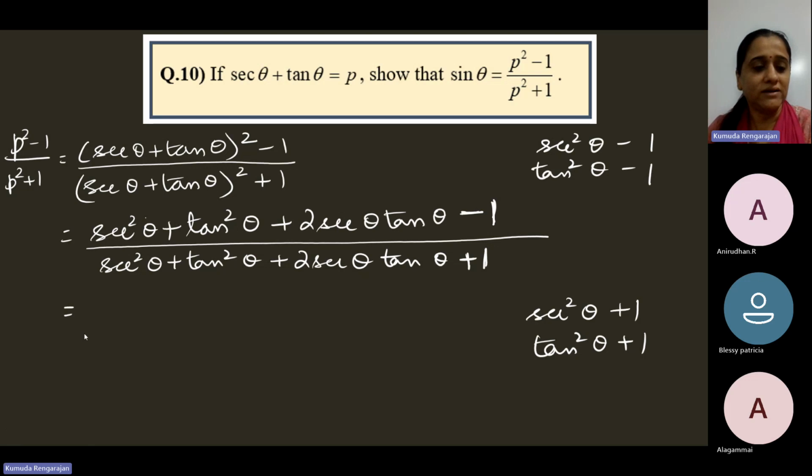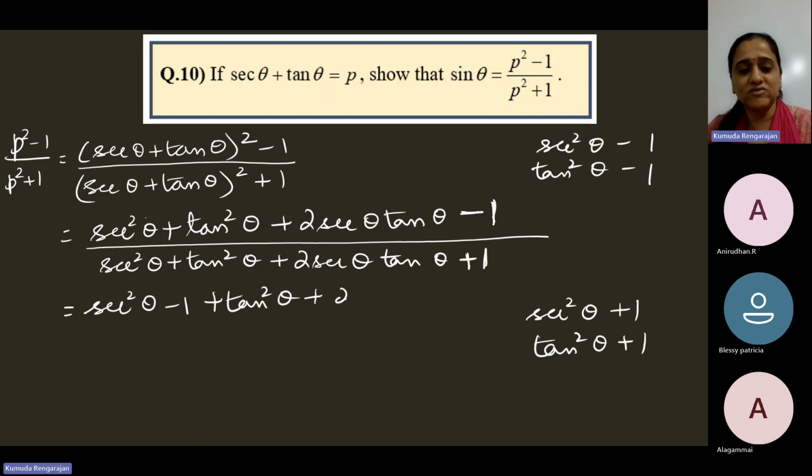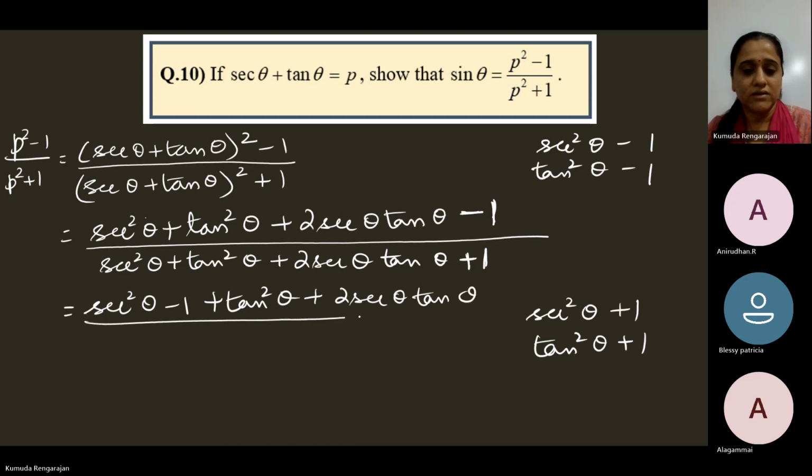Yeah, in the numerator, it should be secant square theta minus 1. That is tan square theta. So just group the secant square theta and minus 1, then write the rest of the terms as it is. Onnola rearranging pandrom. Secant square theta minus 1, then we have written all the other terms as it is. In the denominator, tan square theta plus 1.